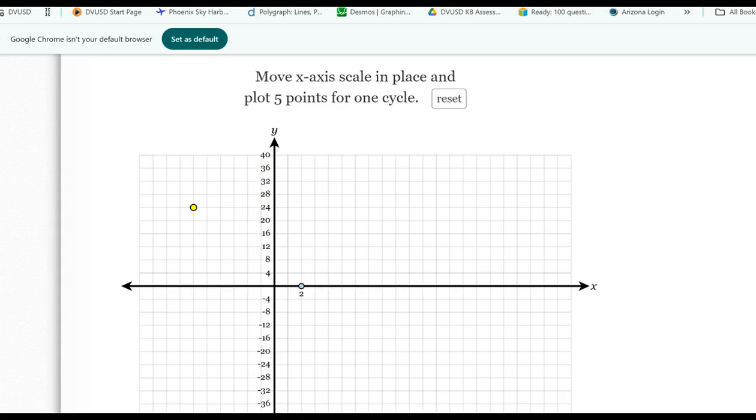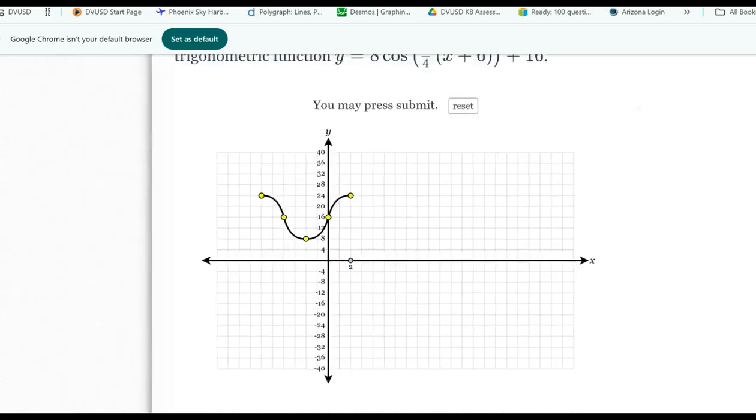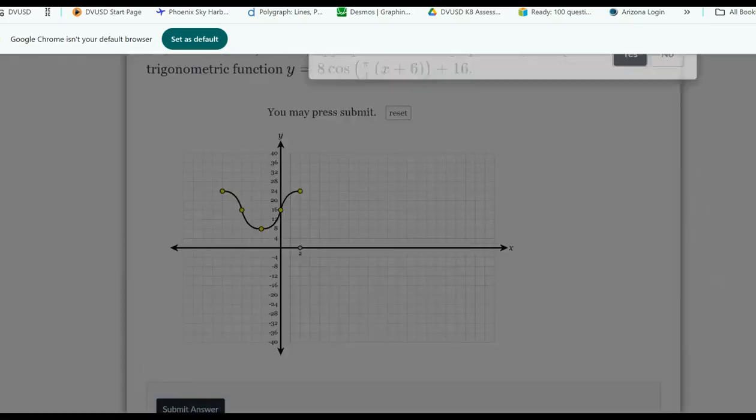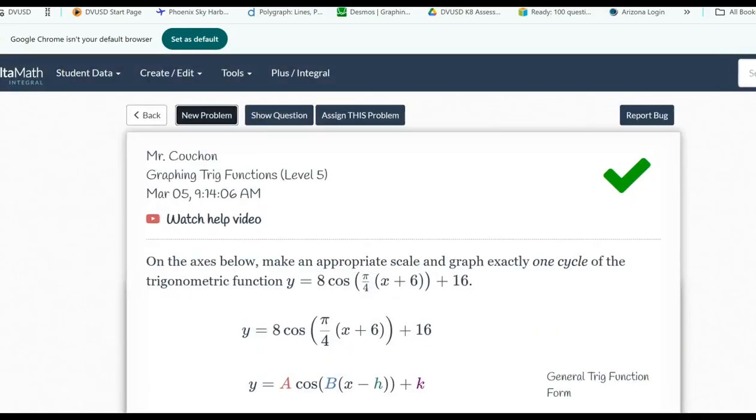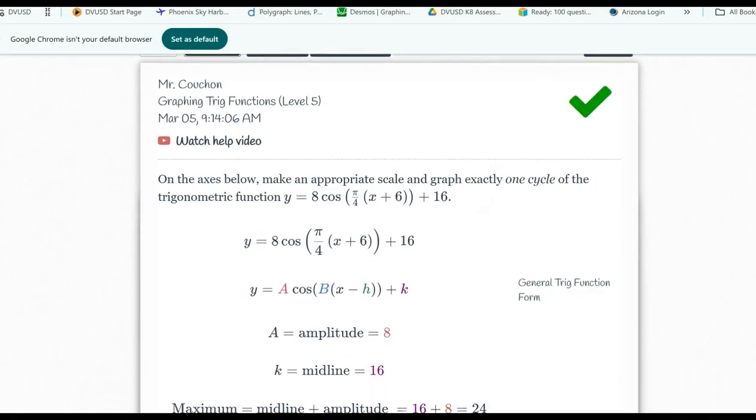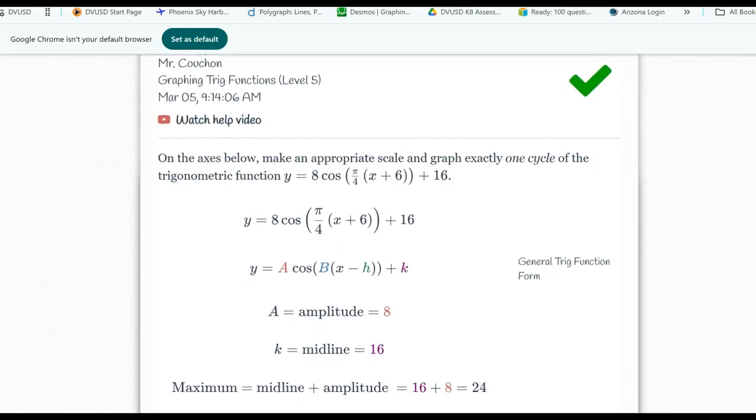Okay. The next one, which would be negative 4, we put that one at the midline of 16. Negative 2 here would be at the minimum of 8. 0 would be back at the midline, and 2 would be back at the maximum. And I will submit my answer, and I'll get it right. Okay. All right, so those are a couple examples of graphing trig functions level 5.